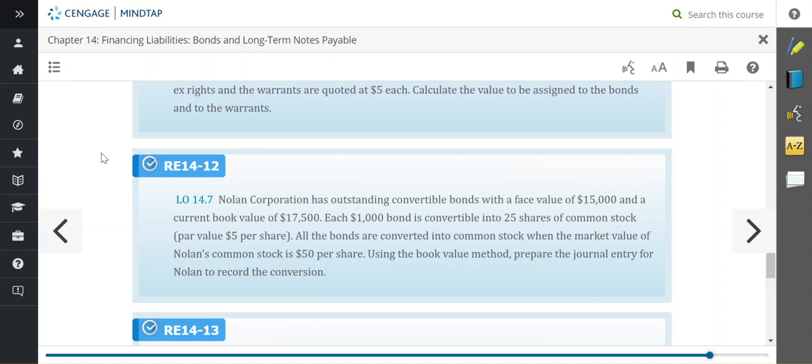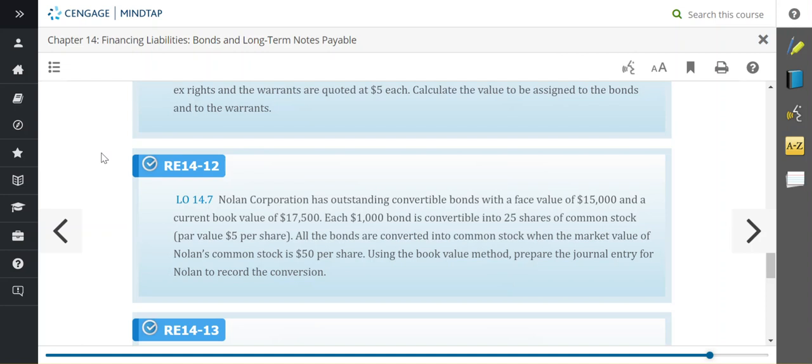In this situation, there was no allocation done when the bonds were actually issued to look at the difference between the bond value and the shares value. The reason for that is this is not an "and" situation, it's an "or" situation. You will either be a bondholder, or if you convert your bonds into shares, you will be a shareholder. So it's one or the other rather than both.